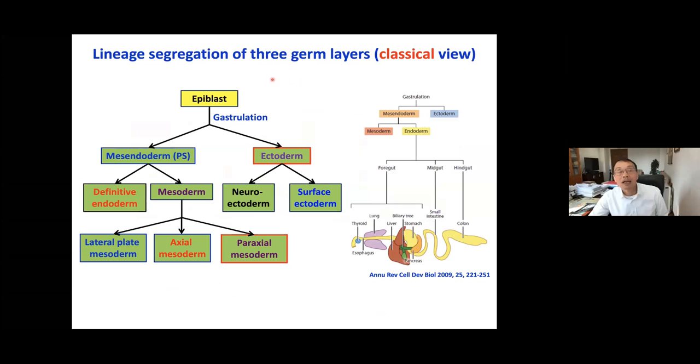So according to the classical hypothesis, the epiblast through gastrulation in the anterior region becomes the ectoderm, and then the surface ectoderm and the neural ectoderm. In the posterior region, in the primitive streak, there is mesoderm and endoderm. So they thought it's all from the epiblast.